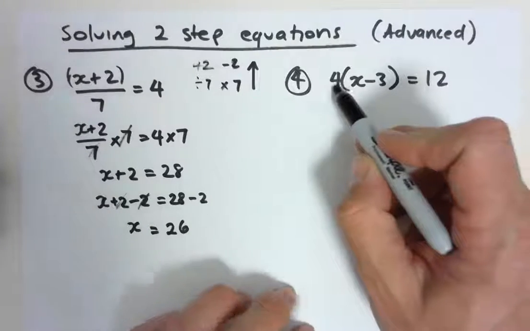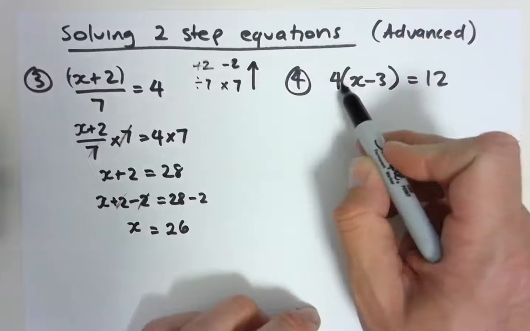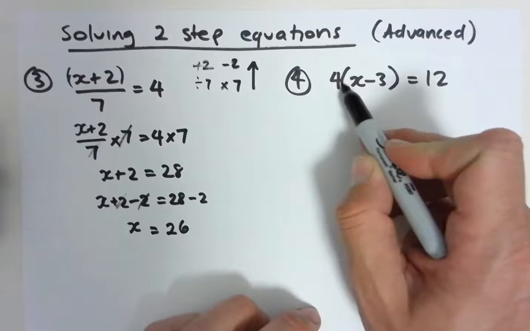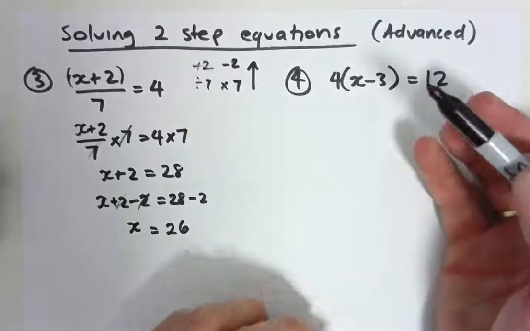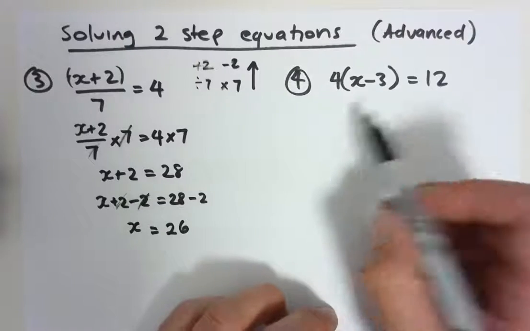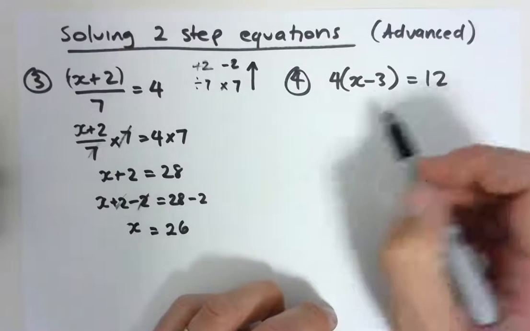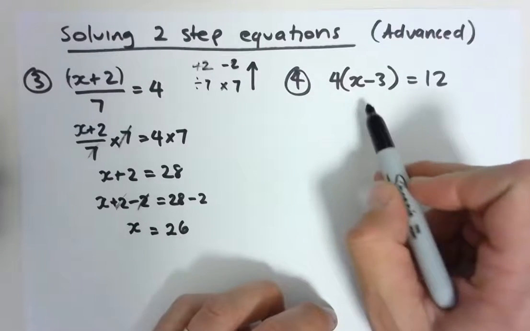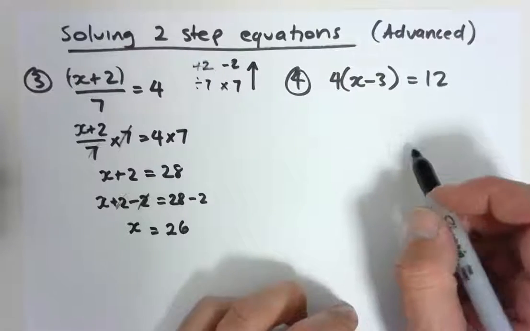We've got 4 brackets x minus 3 equals 12. Well, we know in algebra that if there's no sign between any two terms, then we've got a multiplication. Now in this case there's two ways we could do it. We could multiply this out by expanding, or we could just have a look at what we've done to the unknown and leave it in its factorized form there.